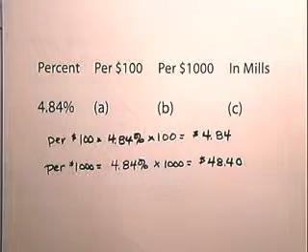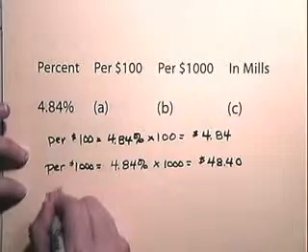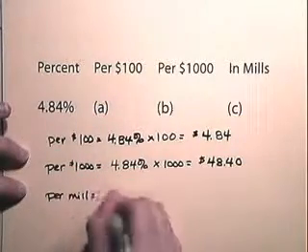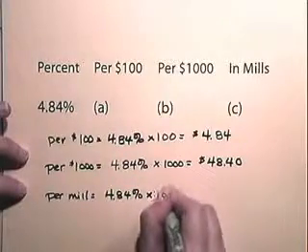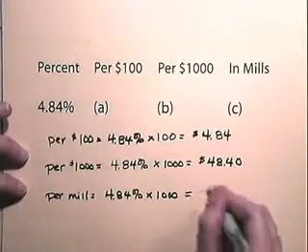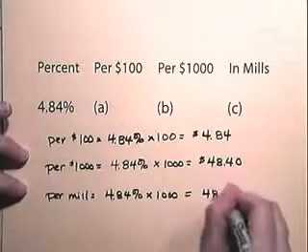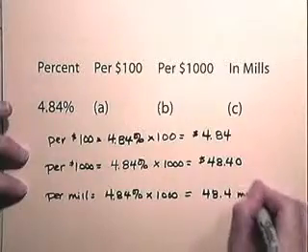$48.40. Per mil means thousandths of a dollar. So 4.84% per mil, thousandths of a dollar. So that will be 48.4 mils.